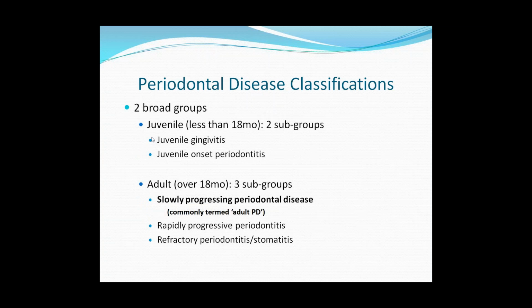And then the adult group, the over 18-month-olds, I've classified into three areas. The first one being adult periodontal disease or slowly progressing periodontal disease. The second one being rapidly progressive periodontitis, and the third one being refractory periodontitis, or as we'd know it as stomatitis, for example, the stomatitis that cats get. So tonight's presentation is going to be focused on slowly progressing periodontitis and periodontal disease, otherwise known as adult periodontal disease. And we'll cover the other groups in future webinars.